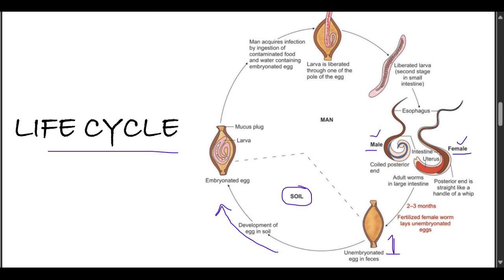Now for us to have these embryonated eggs, as is shown on this particular slide, we have what we call embryonation. Embryonation is just a process. These are unembryonated eggs which were released into the soil. They'll undergo this process of development, and part of it has to do with embryonation. The unembryonated eggs passed in feces are usually not infective.